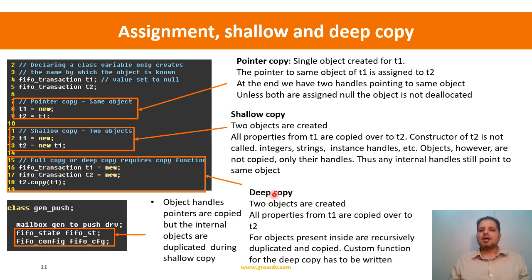So if you want to do the deep copy, there are no built-in mechanisms. This is an important point that you need to notice. Through built-in mechanisms, you can either do pointer copy or shallow copy, but you can't do the deep copy. Deep copy means even the objects present within that particular class handle are copied, and for that you need to write custom functions and manually copy all the properties present within the sub handles of that class handle. So this is how it works for the class. These three concepts work for the class.